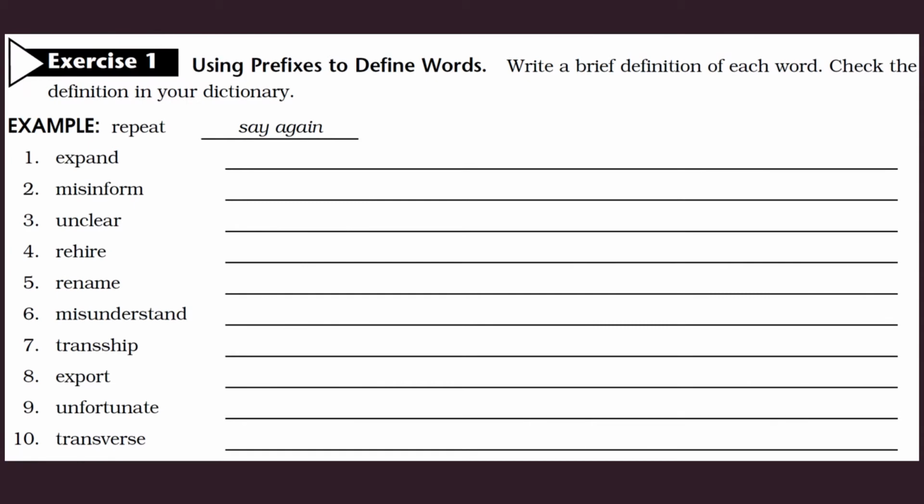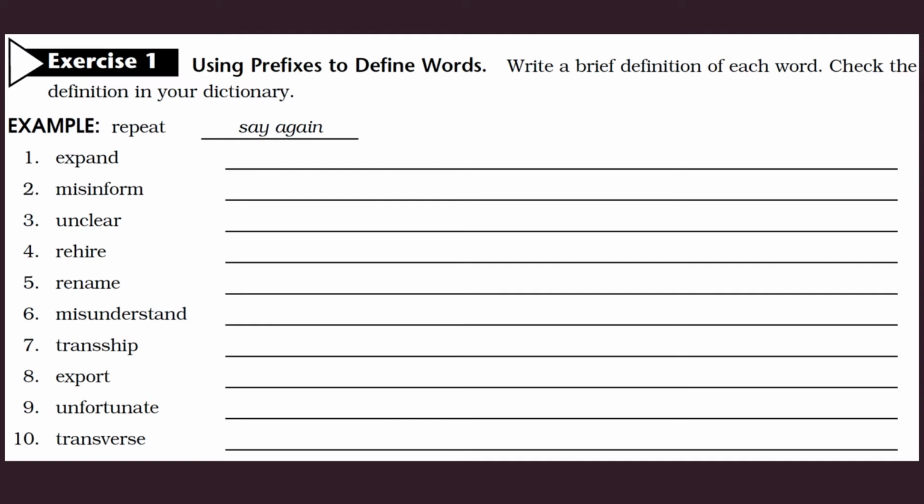All right, the first exercise, using prefixes to define words. Write a brief definition for each word. Check the definition in your dictionary. So, for example, repeat. I'm going to try to write the meaning of the word. That is from my opinion, my guess, my first try. Then I will check it in the dictionary and see whether it is correct. So what I want you to do now, pause this video, do this exercise, then you can play the video and check your answers.